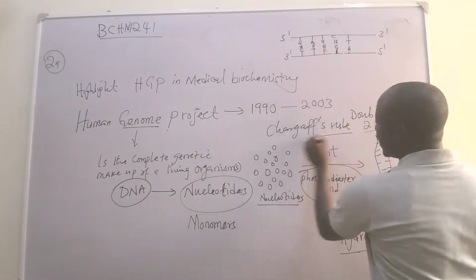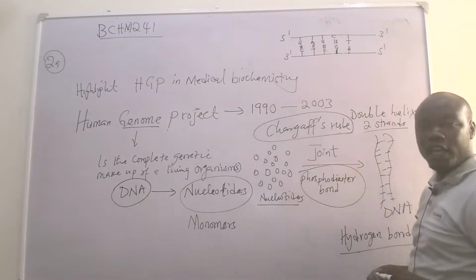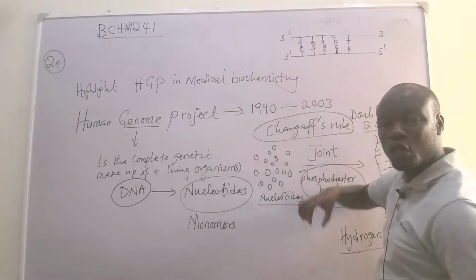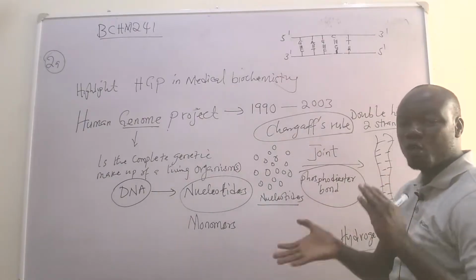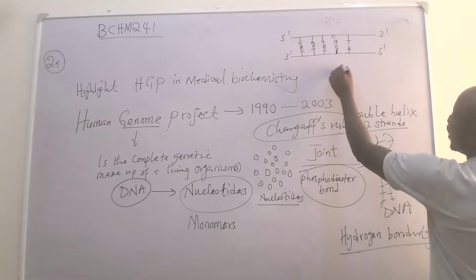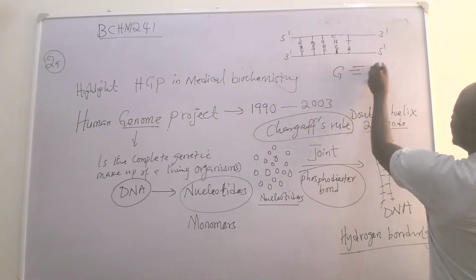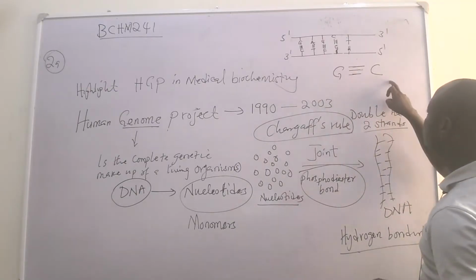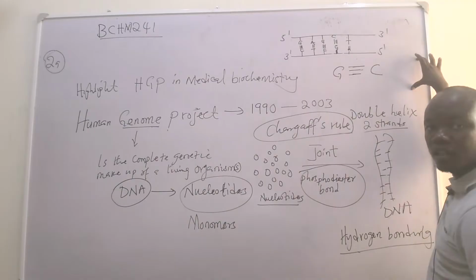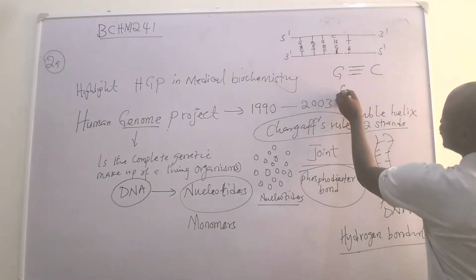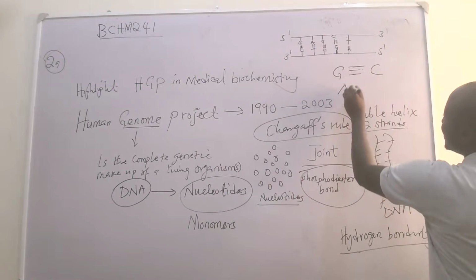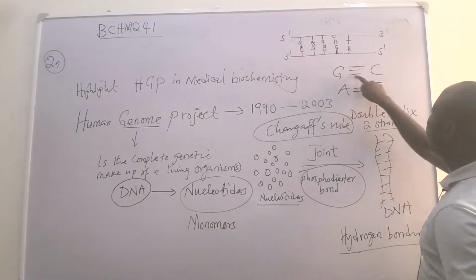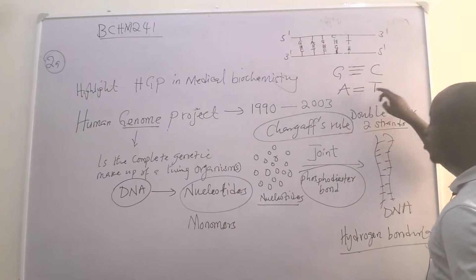Chargaff's rule is a rule that tells you how the bases pair with one another. Guanine usually pairs with cytosine through 3 hydrogen bonds. So between guanine and cytosine, there are 3 hydrogen bonds, and between adenine and thymine, there are 2 hydrogen bonds. Guanine pairs with cytosine, and adenine pairs with thymine.